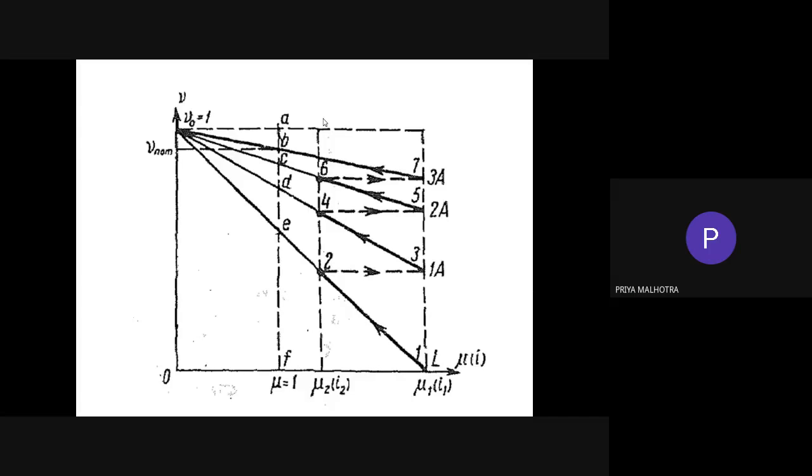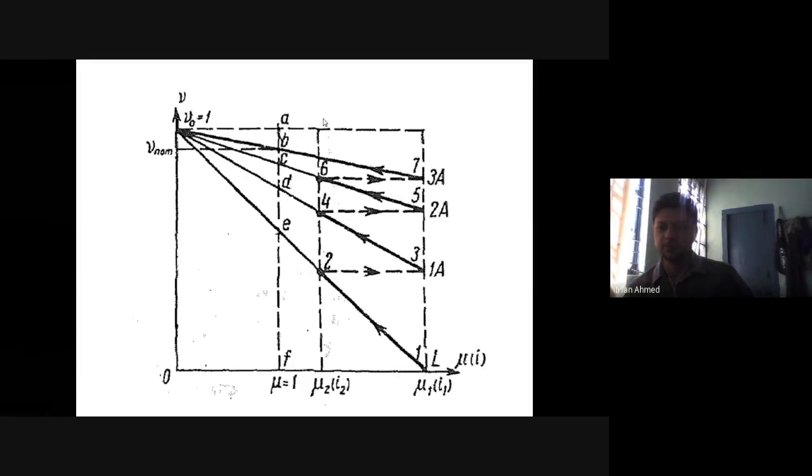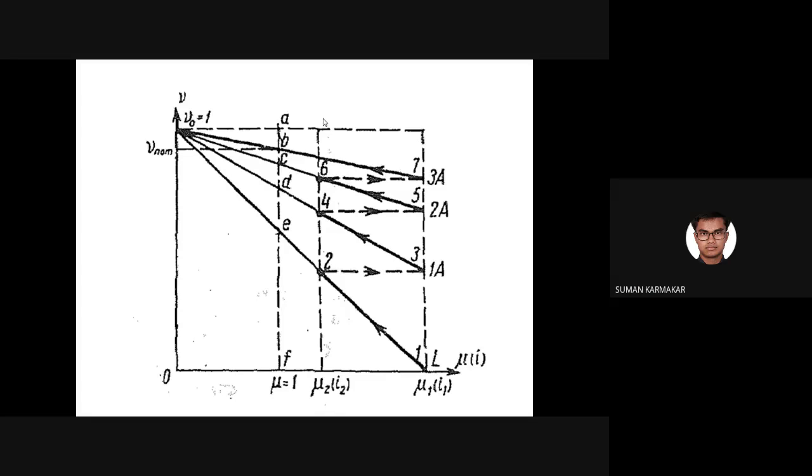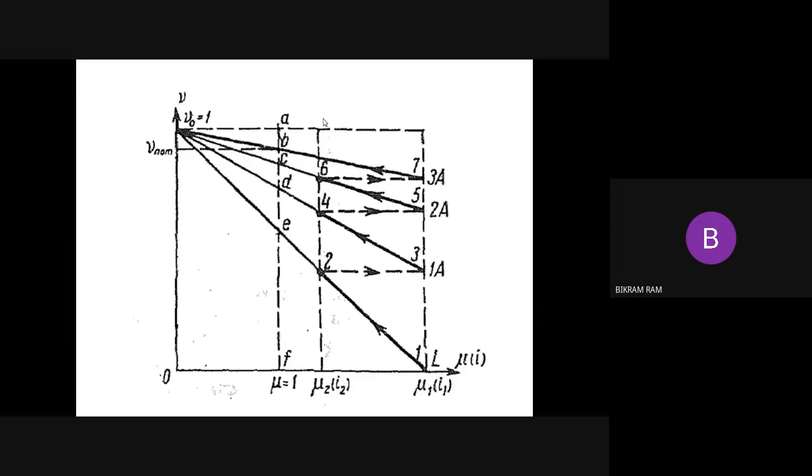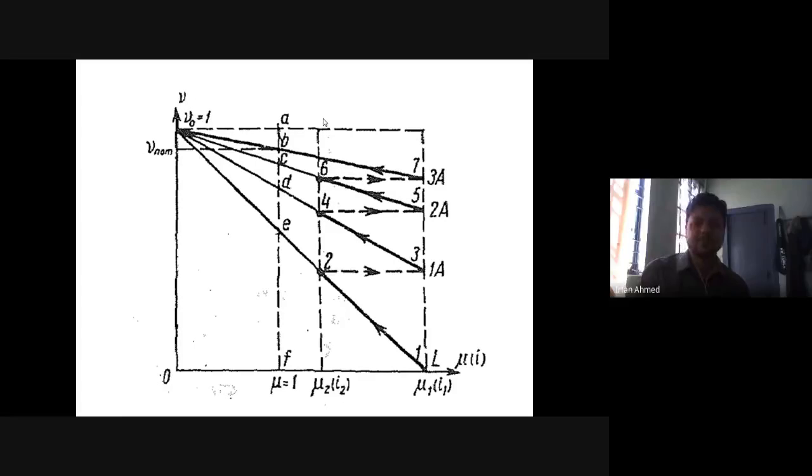Sumit, how much is AB? Drop in armature resistance at rated current. No. It is the drop in speed in per unit, but what is the length AB? How much is it? I want to draw AB. So drop in speed, 1 minus V rated.